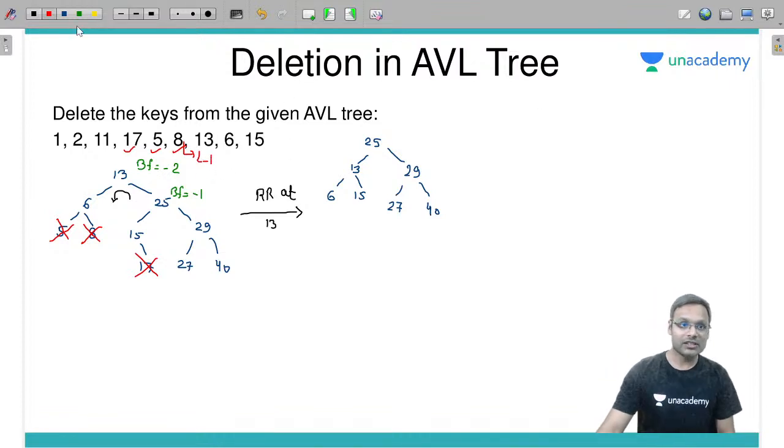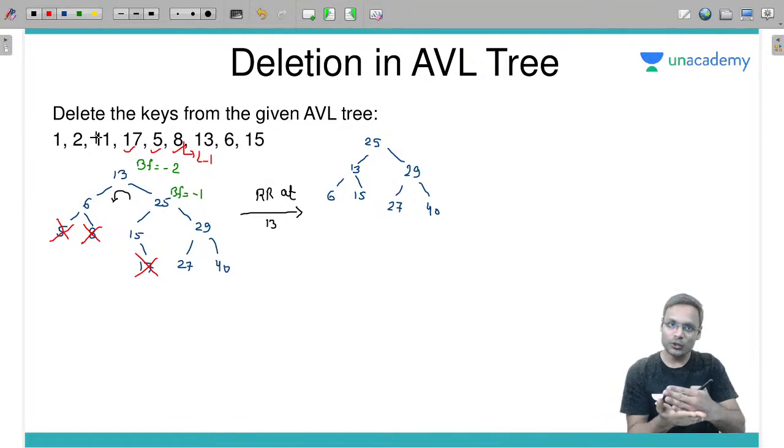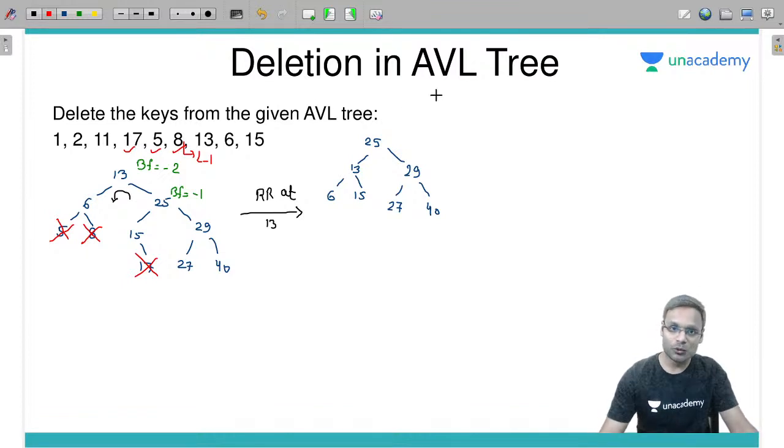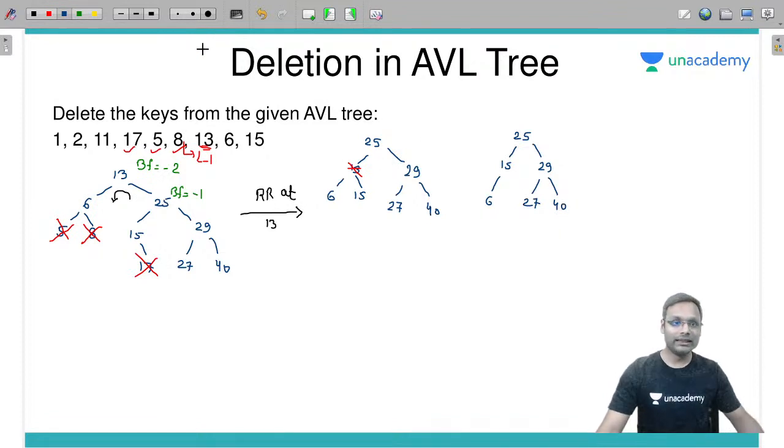Now next is deletion of 13. If you are deleting 13, you can either use in order predecessor or successor. If I haven't mentioned, I am using in order successor. So after deletion of 13, in order successor 15 will take place. So after deletion of 13, my tree will become like this: 15, 6, 29, 27 and 40. Is there any imbalance after deletion of 13? No. Then next is 6.